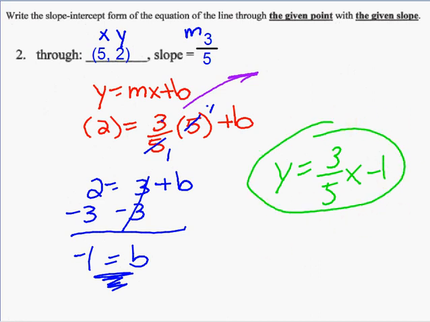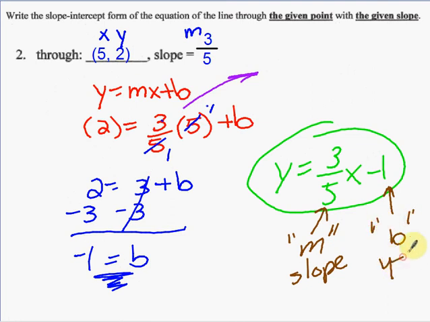Okay? Two things we always need when we write the equation of a line, I'll remind you right here, is a slope, which is the letter m, and a y-intercept, which is the letter b. If you have those two pieces, you have your equation.